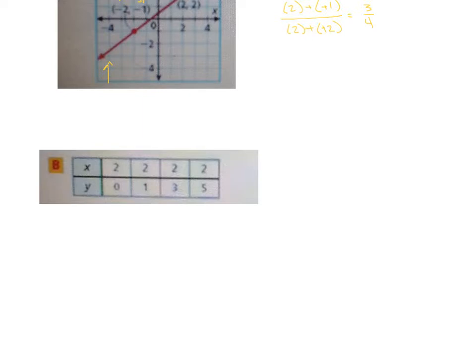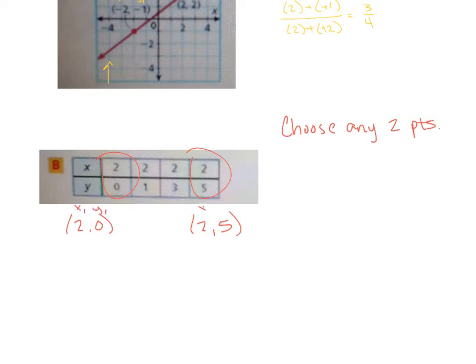So on this, we can choose any 2 points. It doesn't matter. So let's choose this one and this one. So that translates into (2, 0) and (2, 5). Okay? So this is going to be our x1, y1, x2, y2. Because I just always say furthest left makes 1s, furthest right makes 2s. Don't have to follow it, but that's how it's easier to remember.